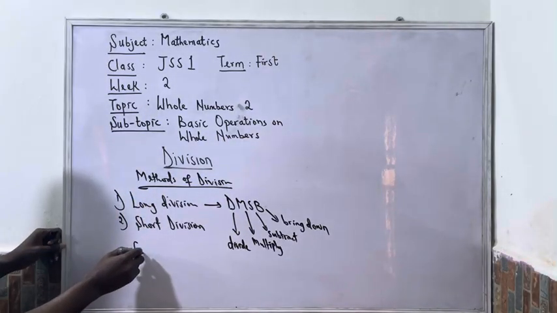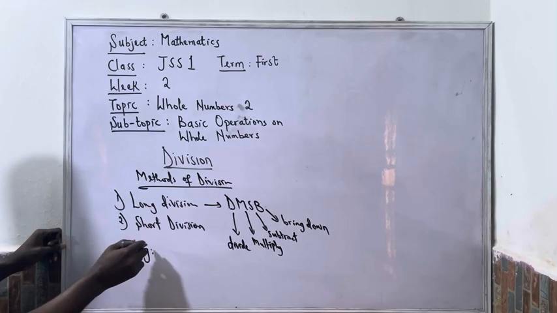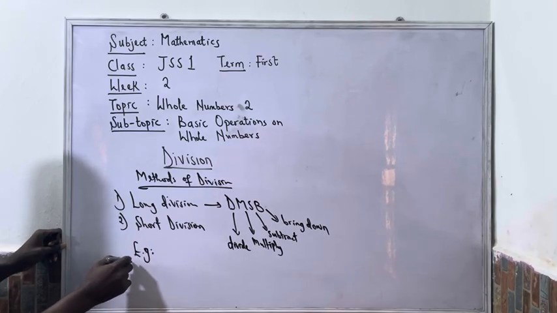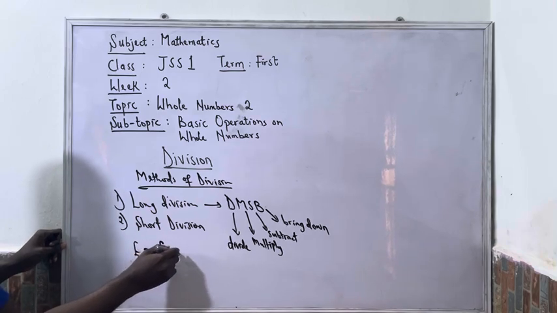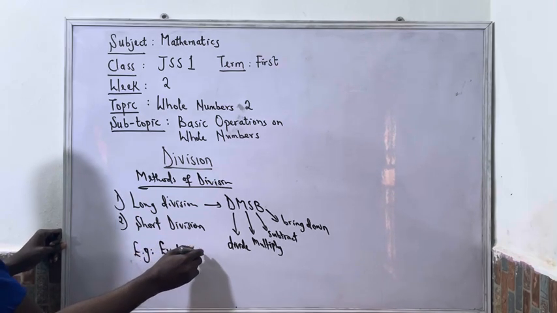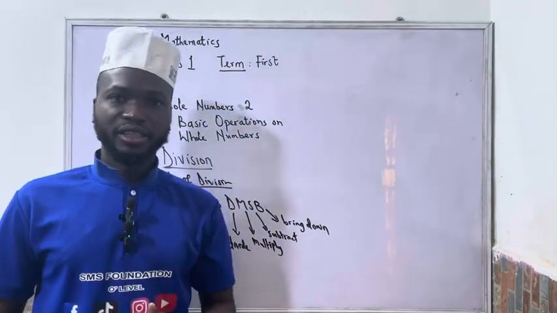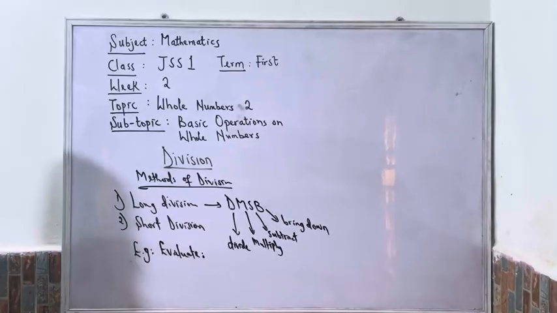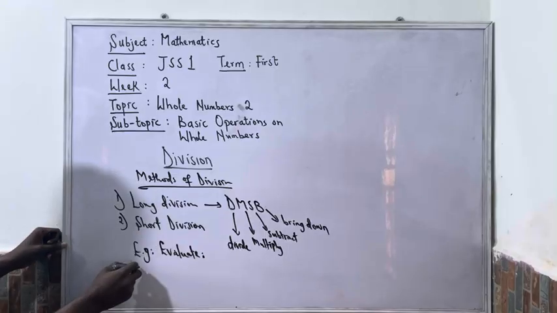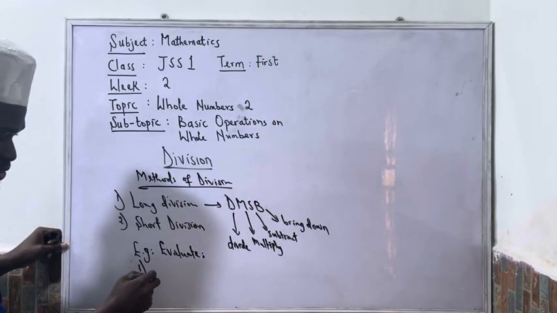So let's see examples. Example 1. Let's say the question says evaluate. I'm going to do one question that leaves no remainder and another one that leaves a remainder. That is how you do other ones too. So let's see a question.